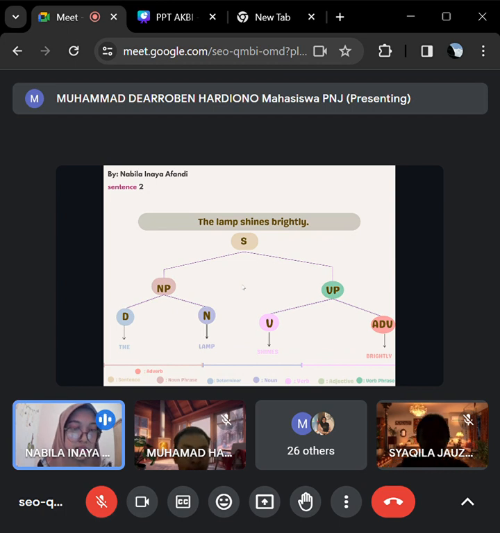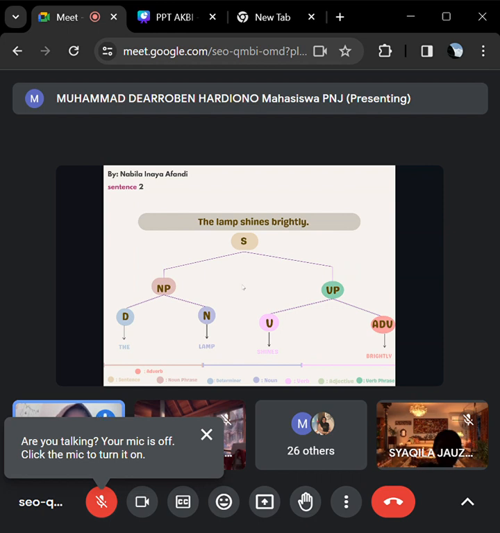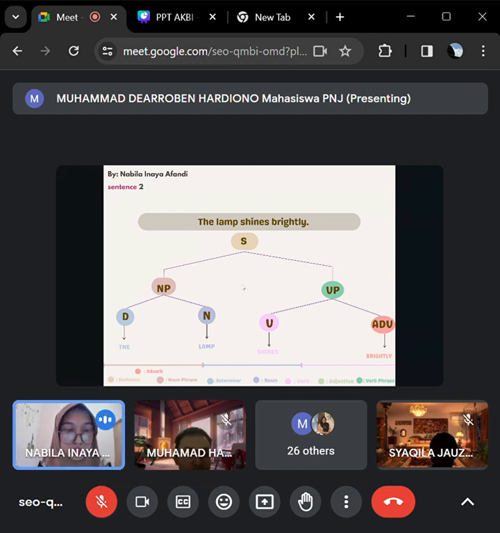And for the second sentence, the lamp shines brightly is symbolized by S and composed of two elements, NP and VP. The first one is NP, noun phrase, also composed of two elements, determiner plus noun. The determiner in the sentence is the, and the noun is lamp. The second element is verb phrase, VP, composed of two elements, V for verb and adverb. The verb is shines, an intransitive verb in present tense. It doesn't take an object. The adverb is brightly because it modifies the verb shines by describing how the lamp is shining. Next, please.